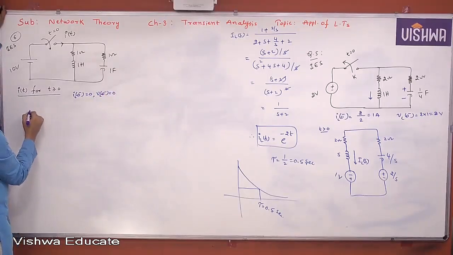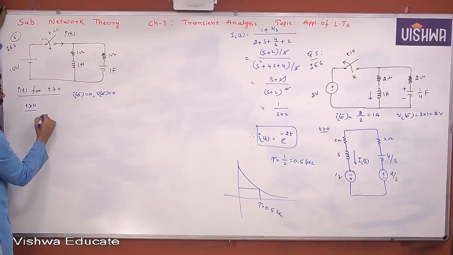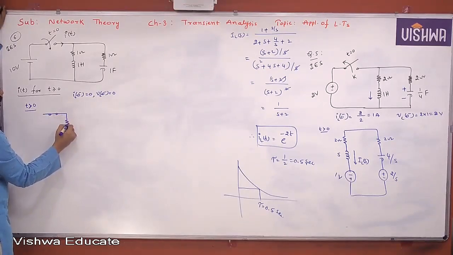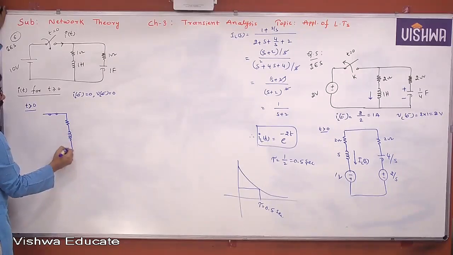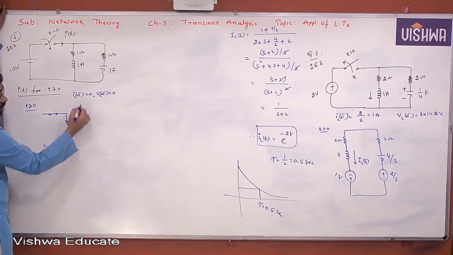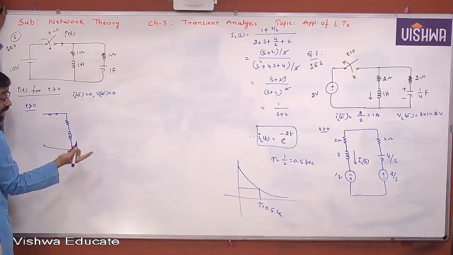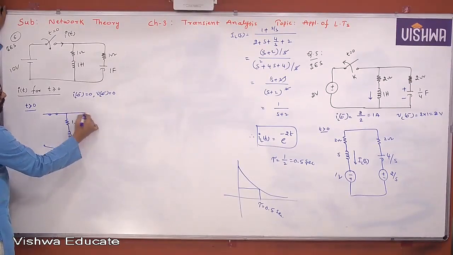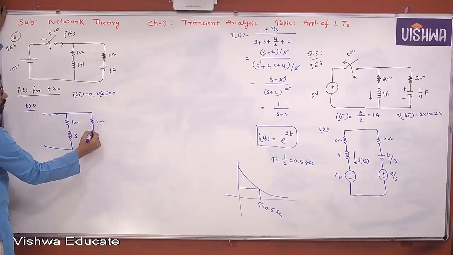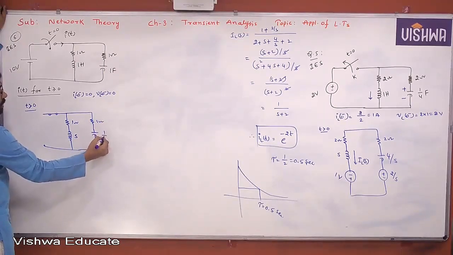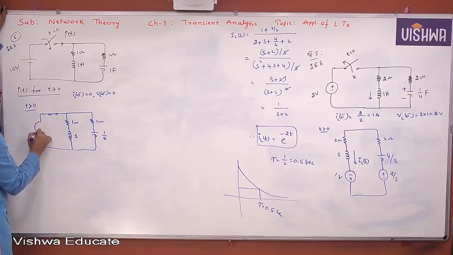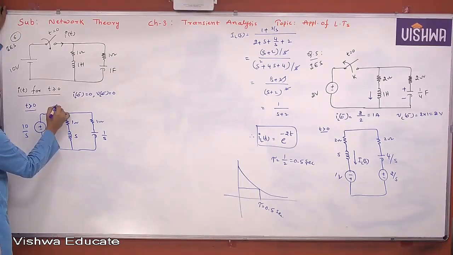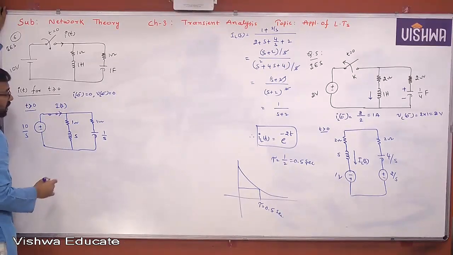Therefore, for t greater than 0, the S domain equivalent circuit will be something like this. Since there is no 0 minus current, voltage source doesn't come. That's value is 0. Yes or no? So S, 1 ohm, 1 ohm, 1 by Cs. That means 1 by S. Here the voltage source value is 10 by S. Now he's expecting here, this is I of t actually required, but I of S let us find first.